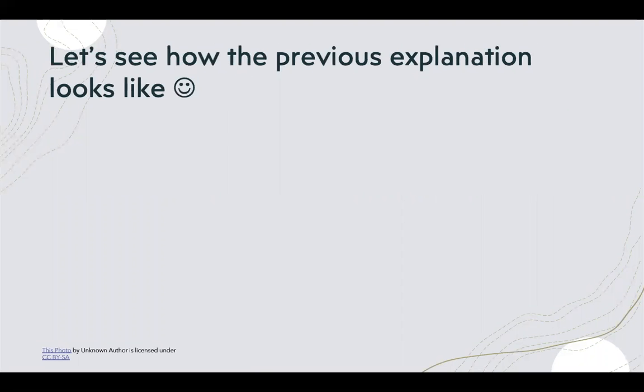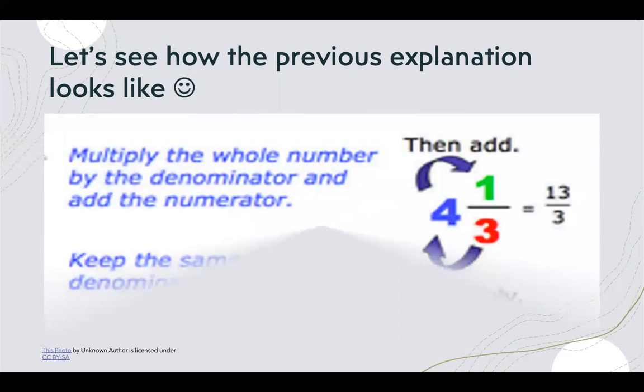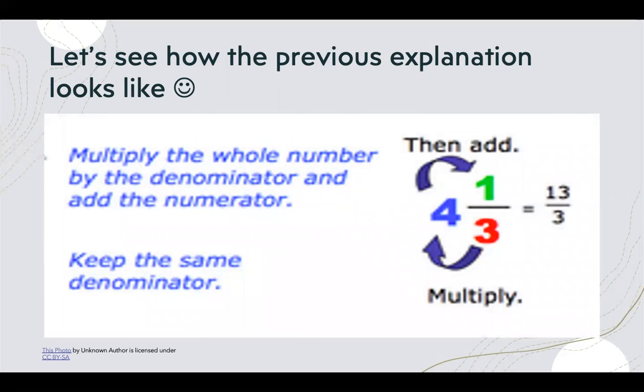So now let's look at the previous explanation with a picture as an example. Okay, so we can see this picture. First of all, I took this example 4 1 by 3. The first step was to multiply the whole number by the denominator and then add the numerator. That was the basic, all the steps together. So I'll multiply 3 by 4, which is 12, and then I'll add 1 to it, which is 13. The denominator will stay the same, so this will become 13 by 3.